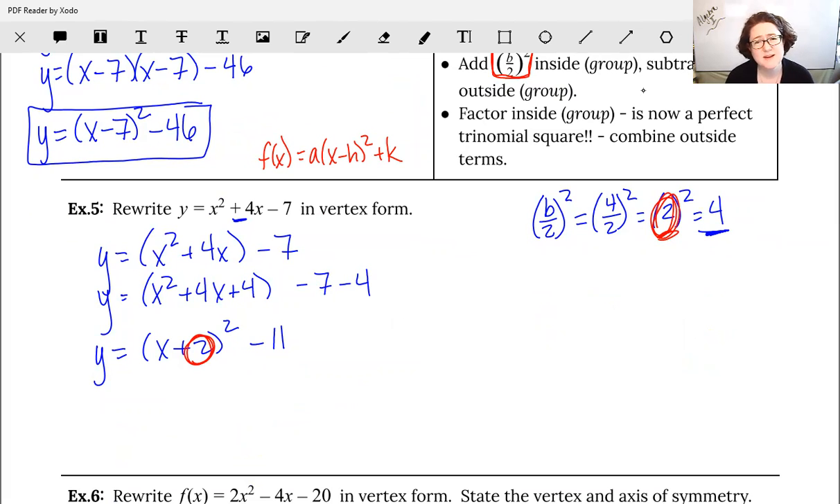Okay, but what happens if we have an a term in that spot? So we've got to look at a couple of examples for that. So let's check that out.